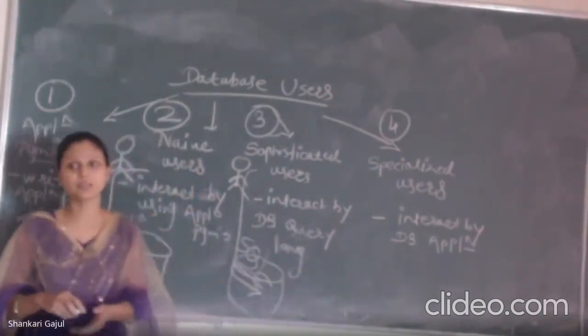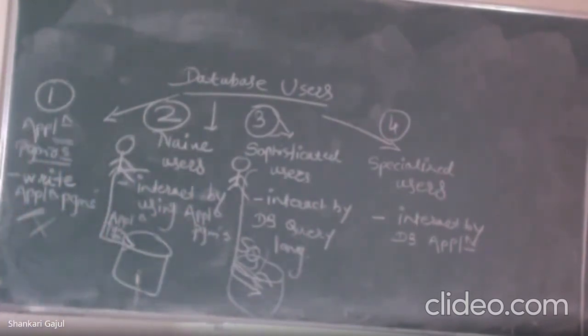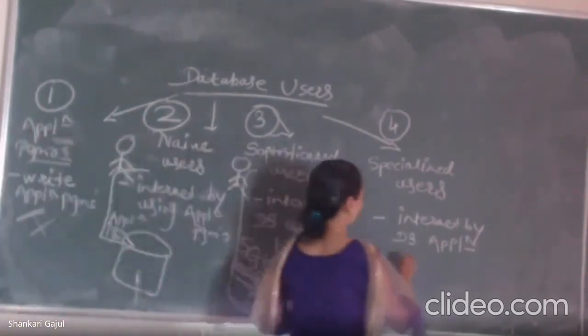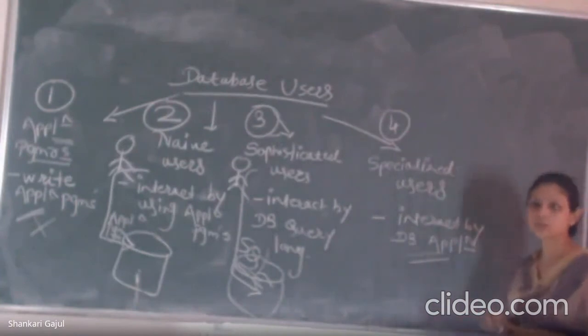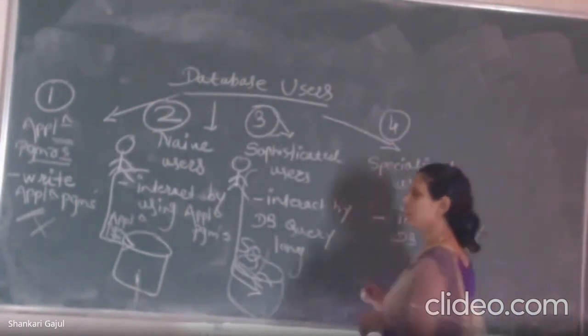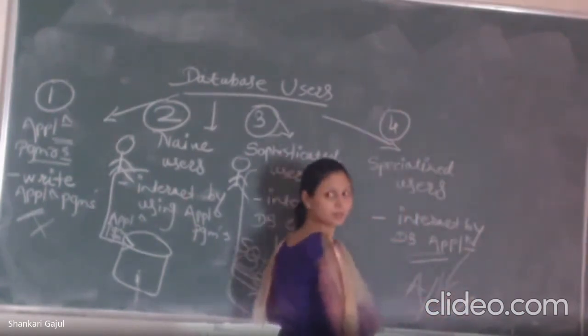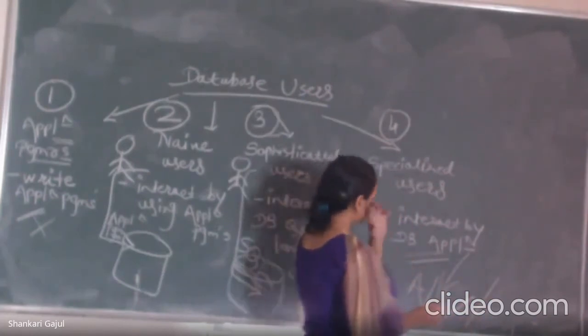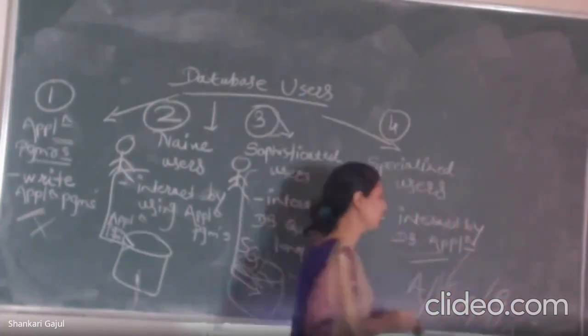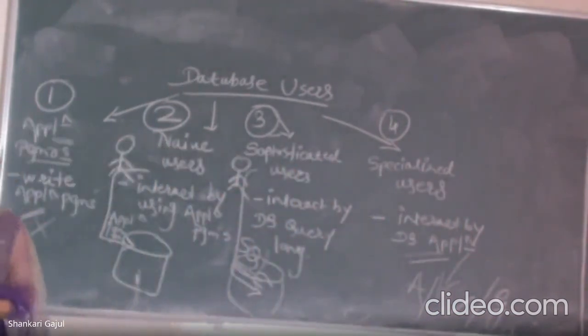What about the specialized user? The word itself is defined as special. They are special for interacting with the system, but through an application program, the database application programmer, they interact with the system. So what kind of application programs are there? Suppose there is an audio application, or a video application, as well as some kind of graphics applications also. Whatever applications there are, by using those applications they interact with the system. So these are the four types of database users used in the database management system.